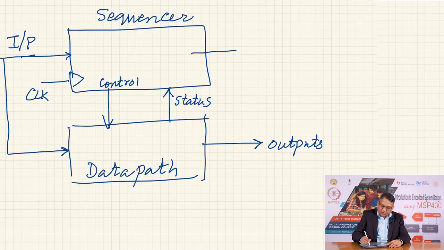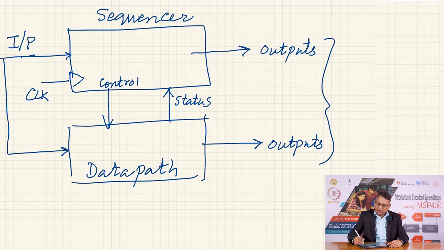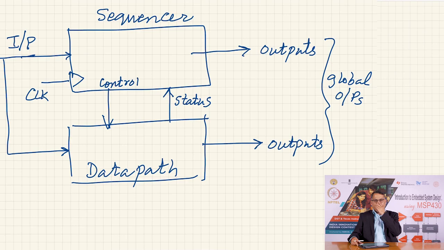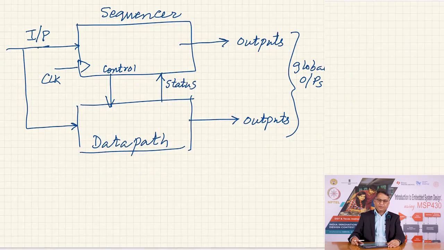The sequencer may also produce some outputs if it so wishes, and these two outputs are your global outputs or user outputs. So, this is the block diagram that we are going to use in this lecture, and we will implement a useful single purpose computer.